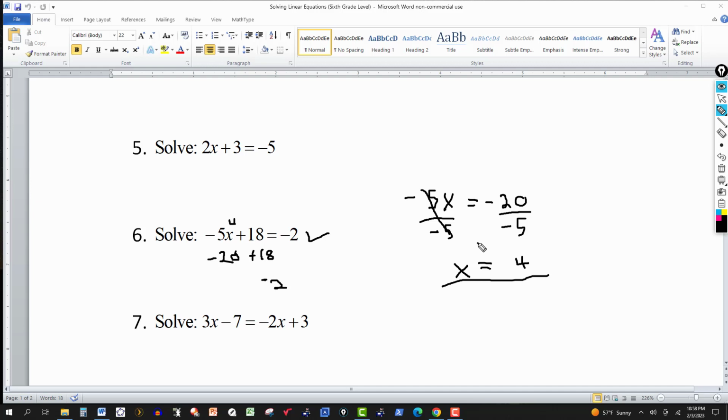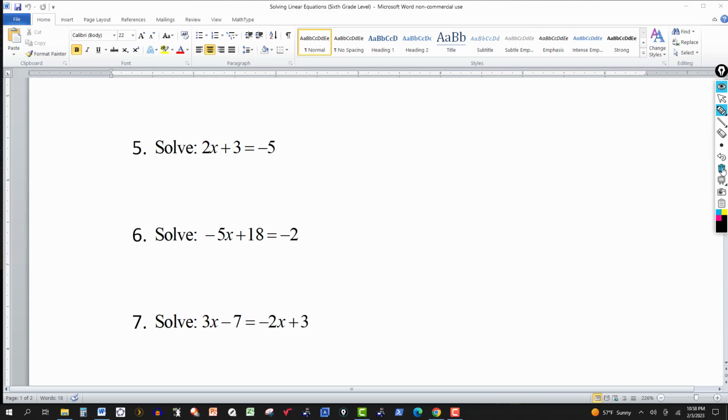It checks. The solution is x equal to 4. This is just checking it. Sometimes the teachers will say you don't have to check it, just make sure you do the steps correctly. You follow whatever rules you're given.